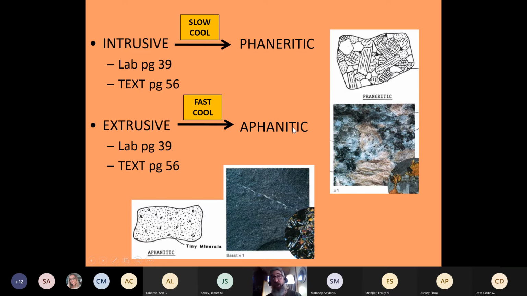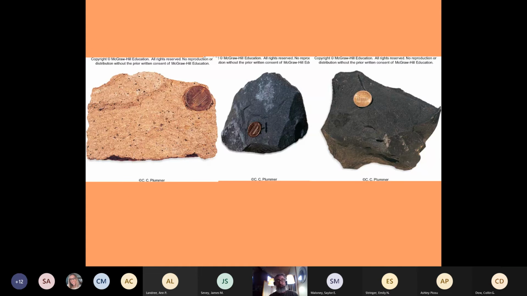As far as composition goes, the composition of extrusive rocks might be the same as that of an intrusive rock. Cooling history does not affect composition, it affects the texture. What affects composition is what the magma was made of to begin with, what the rock that melted was made of, how far up the partial melting scale it went. That determines the composition. So here we have samples of 3 aphanitic rocks.